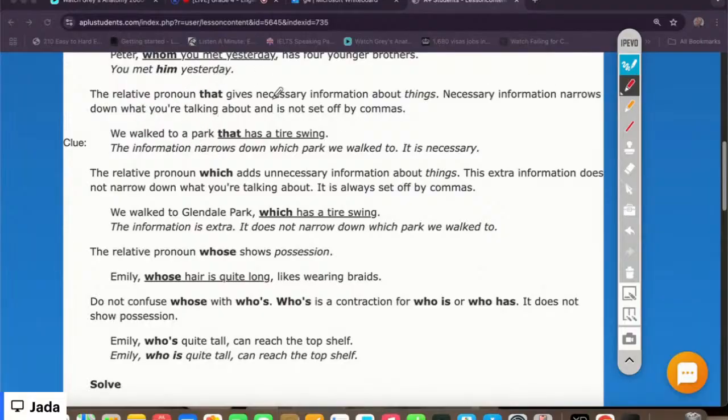The relative pronoun that gives necessary information about things. So take note: who and whom are about people, and that is about things. Necessary information narrows down what you're talking about and is not set off by a comma. So you don't set off the that with a comma. For example, he walked to a park that has a tire swing. This information narrows down which park we walk to. It is necessary.